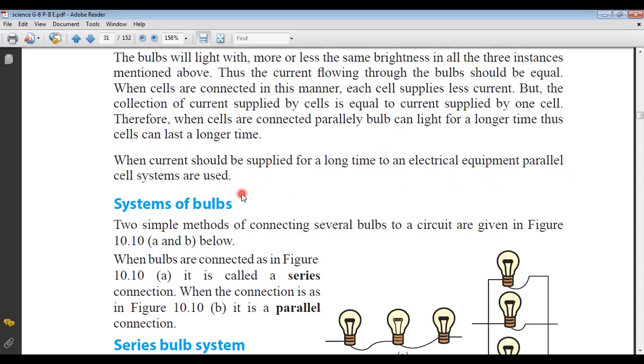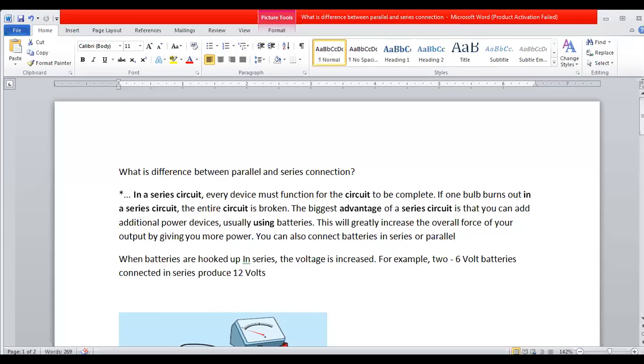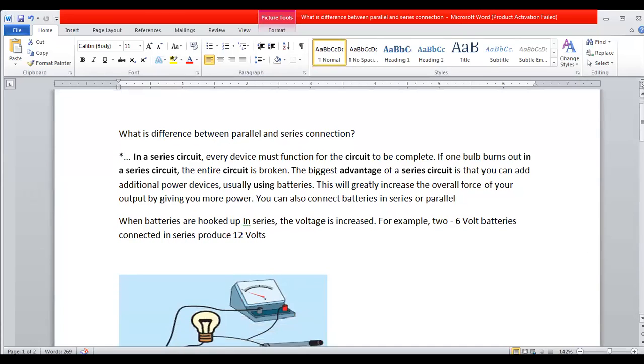I will explain the advantage of these two systems. We'll find out the difference between the parallel system and the series system. What is the difference between parallel and series connection?